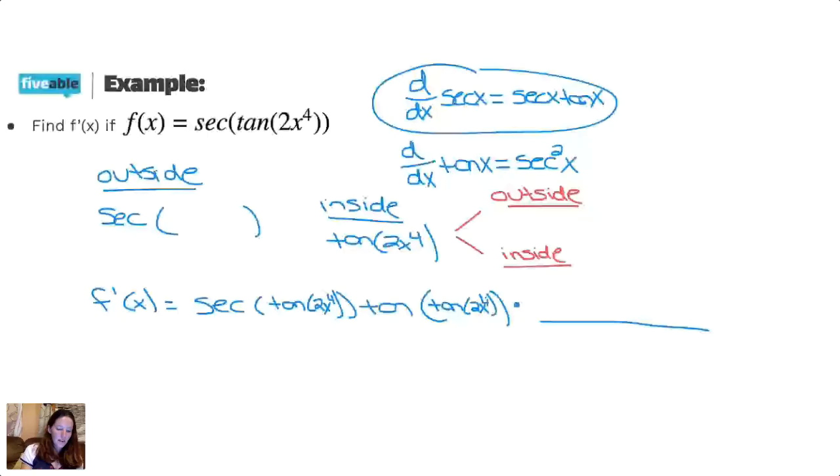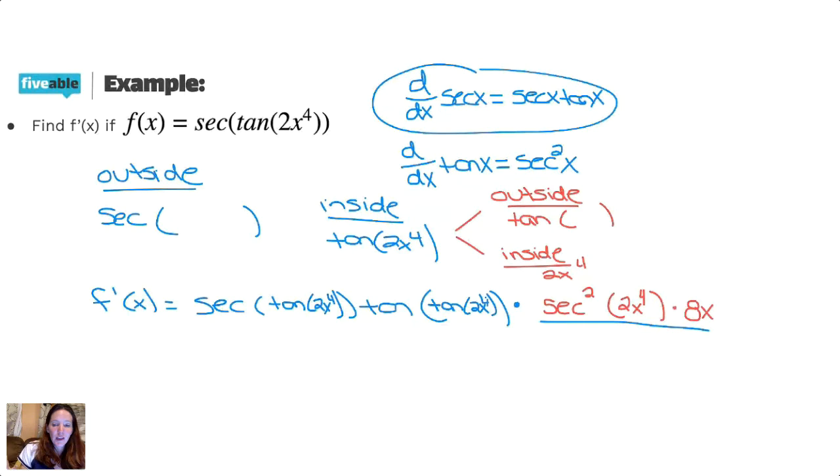Right, so the outside now becomes tangent of something. The inside becomes 2x to the fourth. So now our derivative is secant squared of something. Copy the inside times the derivative of the inside. So again, that was a function inside of a function inside of a function.